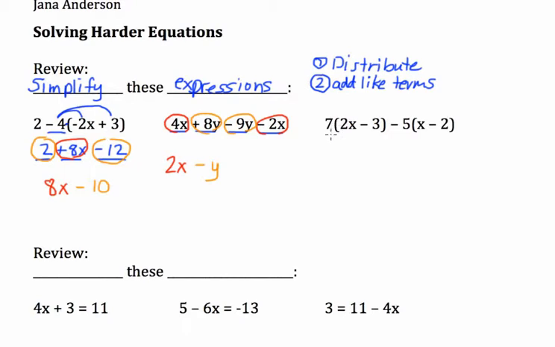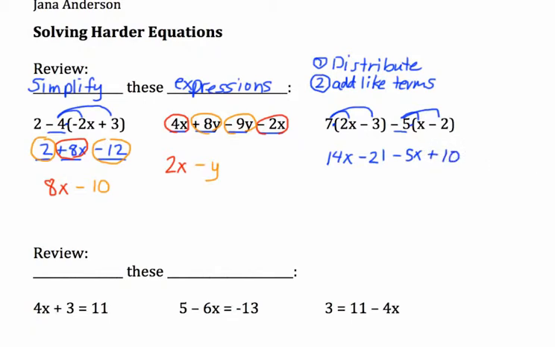First step, I actually have 2 distributive properties here. I have the 7 times this parenthesis, and then I have a negative 5 times this parenthesis. So I'll distribute both of those. Remember to include the negative with the 5. So this would be negative 5 times negative 2, which is a positive 10.